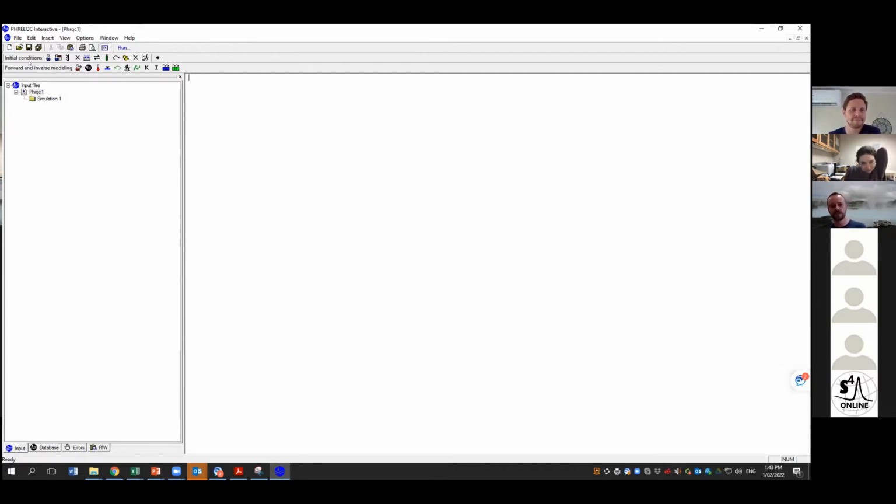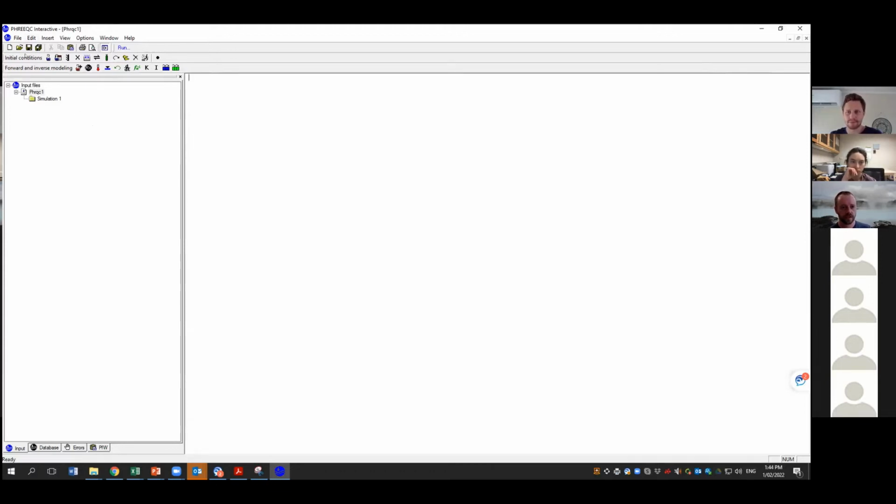PHREEQCi is essentially just a GUI which sits on top of PHREEQC. So the code itself isn't any different. It's all there in the background. What the interactive version does is it makes it a lot easier and a lot quicker to get started. The main reason I think it's good is that it will prevent you from making errors in syntax, which is the particular language the code is expecting you to write. If you don't know that, then you will continuously get tripped up by syntax errors. So this is a really handy thing.